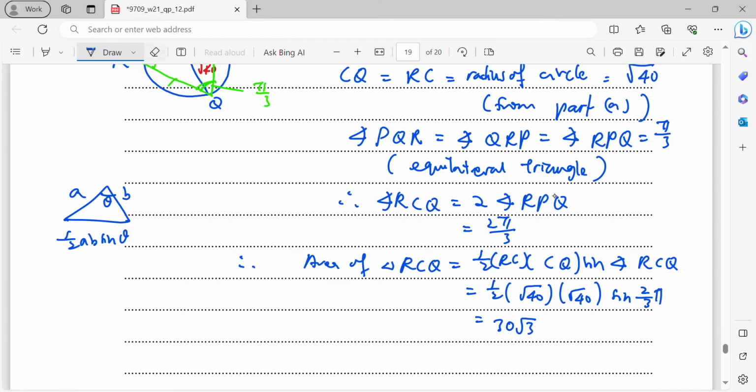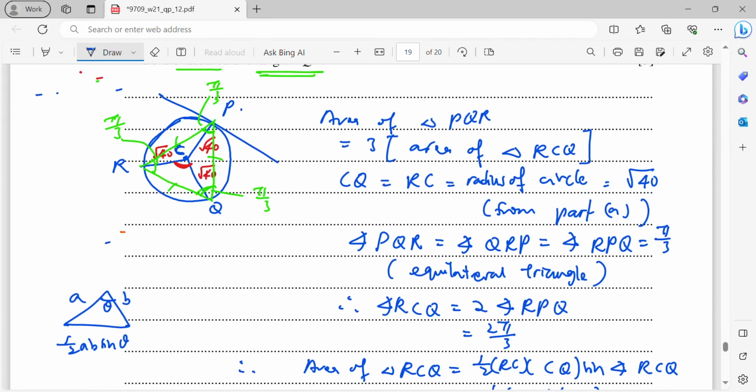Or probably I will just show step by step. This is half. Square root 40 times square root 40 is 40. Sine 2 over 3 pi is the same as sine pi over 3, which is sine 60 degrees. Then you get square root 3 over 2. That means from here, here becomes 20. This one becomes 10. So basically it's 10. Okay, here is 10, sorry. Not 30, it's 10. Then here you get 10 square root 3 for one triangle.